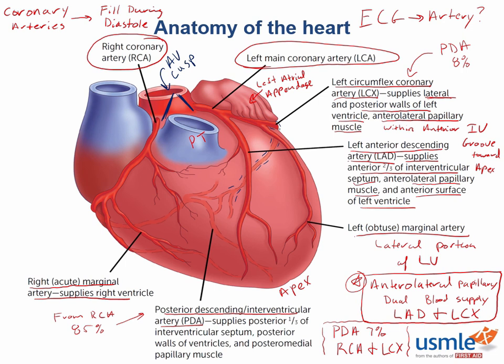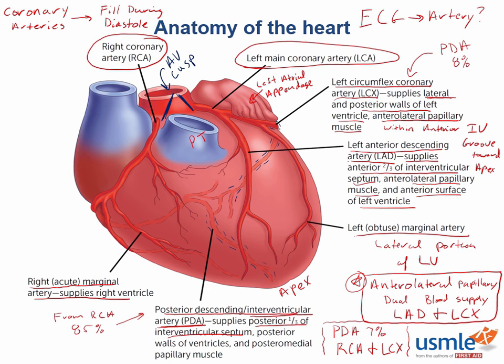So, if the left anterior descending artery supplies the anterior two-thirds of the interventricular septum, which artery do you think supplies the remaining posterior one-third of the interventricular septum? There you go. That's going to be the posterior descending artery, which remember, the majority of the time comes off the right coronary artery. Due to it supplying the posterior interventricular septum, it is even sometimes called the posterior interventricular artery.